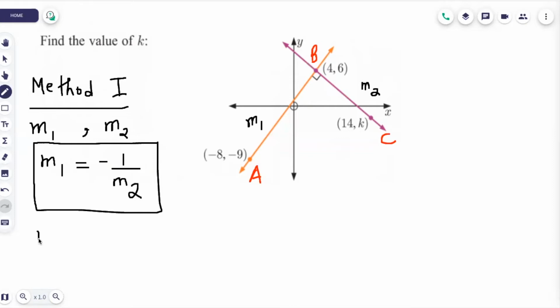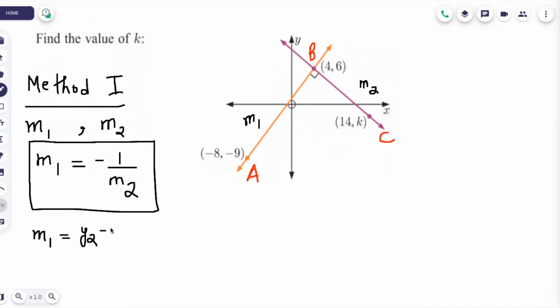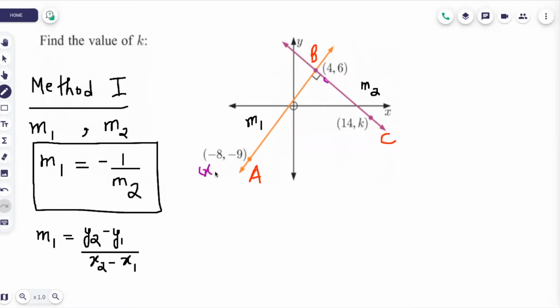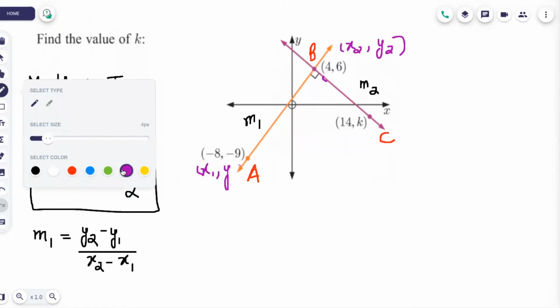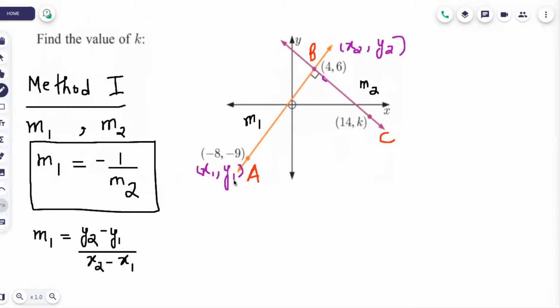Let's find M1 first. The formula for gradient is y2 minus y1 upon x2 minus x1. I can take any coordinate as x1, y1 and the other one as x2, y2. I will call the coordinates of A as x1, y1 and the coordinates of B as x2, y2. Alright, so let's find M1.